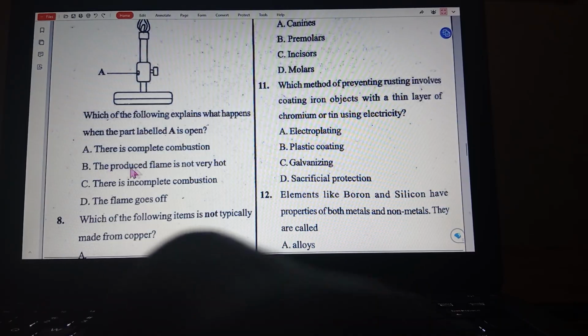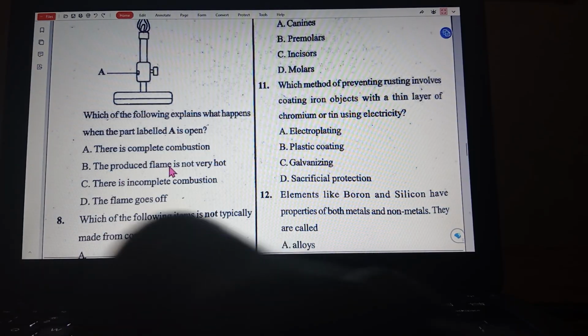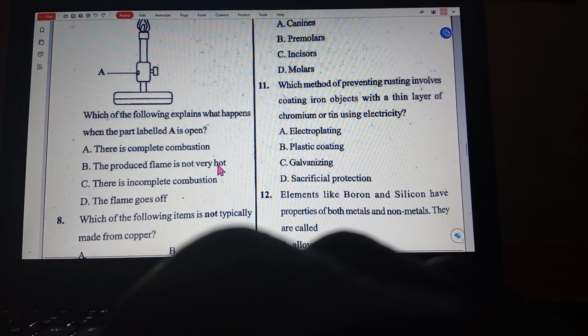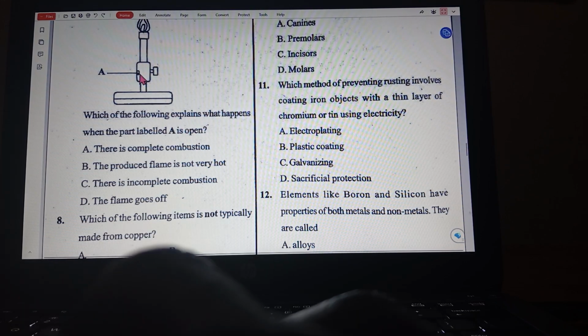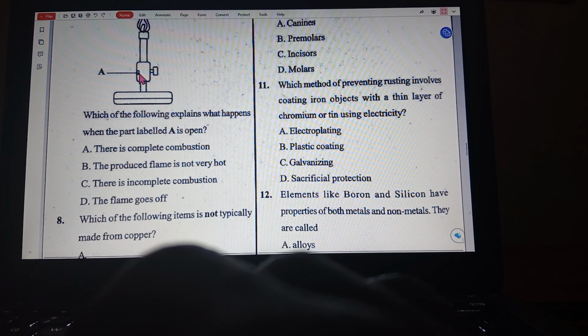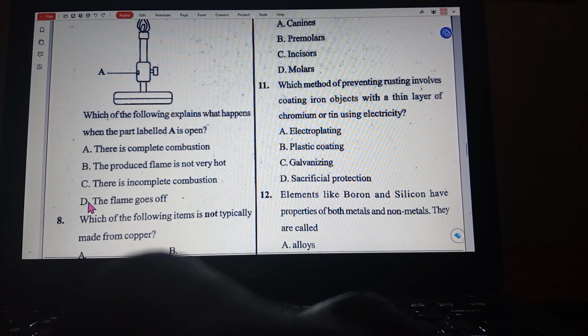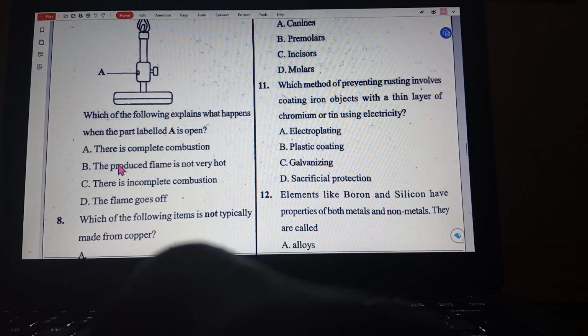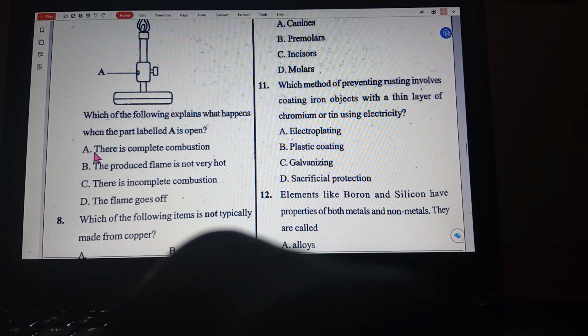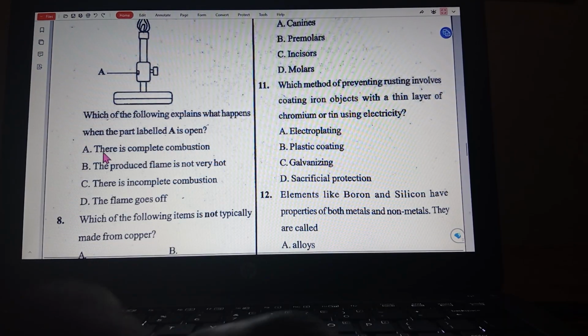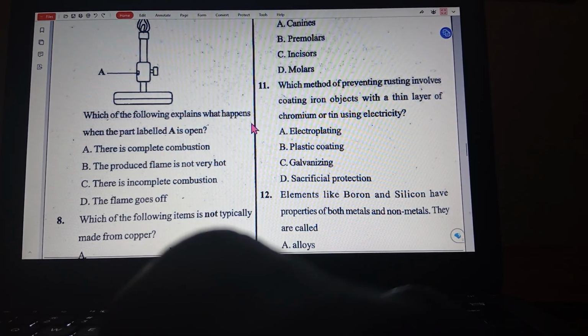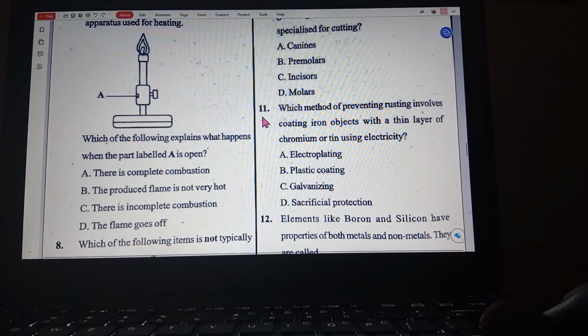Then they produce a flame. The produced flame is not very hot? No, in fact, the produced flame is hot because when the air holes are open, a non-luminous flame is produced, which is hot. Now, options D, C, and B are wrong. Option A is correct: there is complete combustion. The answer is A. Let's get to the next question here.